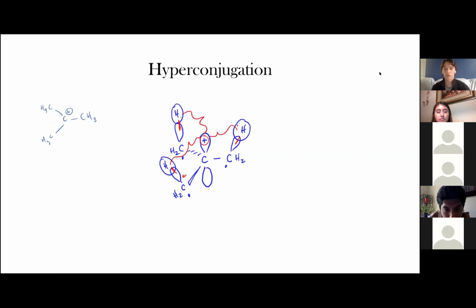Right? So because the p orbital is so electron deficient and you have this overlap, that overlap with the empty 2p orbital is basically like it's participating in additional bonding. And so that additional bonding provides a stabilizing effect for this molecule, okay? And so for this tertiary carbocation, we have 3 hyperconjugation interactions.